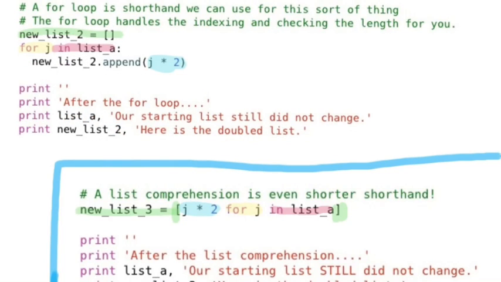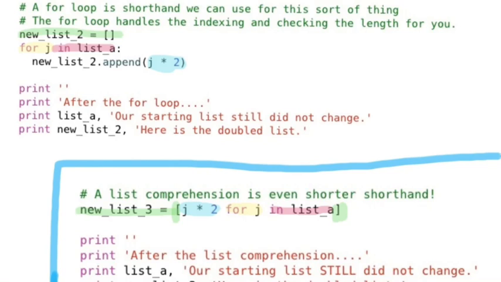A list comprehension is even shorter shorthand than the for loop. Not only does it keep track of where you are in the list for you and assign each item in the list to the variable for you, it will also append to a new list for you. As you can see where I've highlighted, the clauses of the for loop sort of map into this new syntax to make a list comprehension. So the j times 2 actually comes first in this, but then you see the for j in list A. Those parts are in the same order.